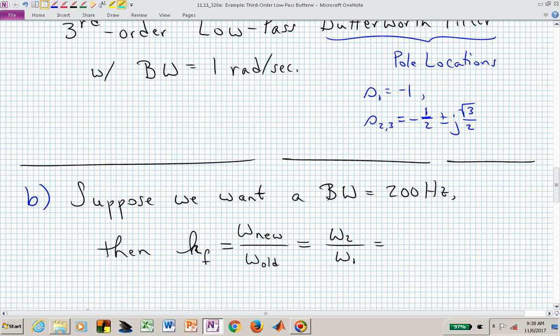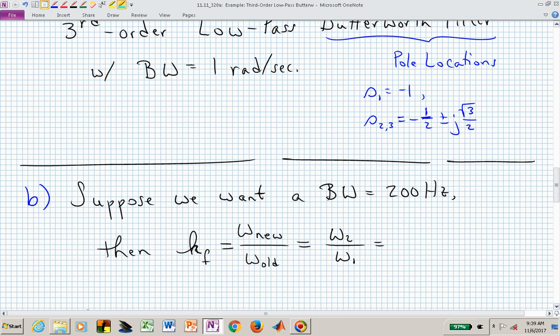radian per second. Then we need to compute our frequency scaling parameter, k sub f, where omega new is equal to k sub f omega old, or k sub f is the ratio of omega new to omega old, or omega sub 2 to omega sub 1. Omega sub 1 is what we just designed, and that's 1, that was 1 radian per second.